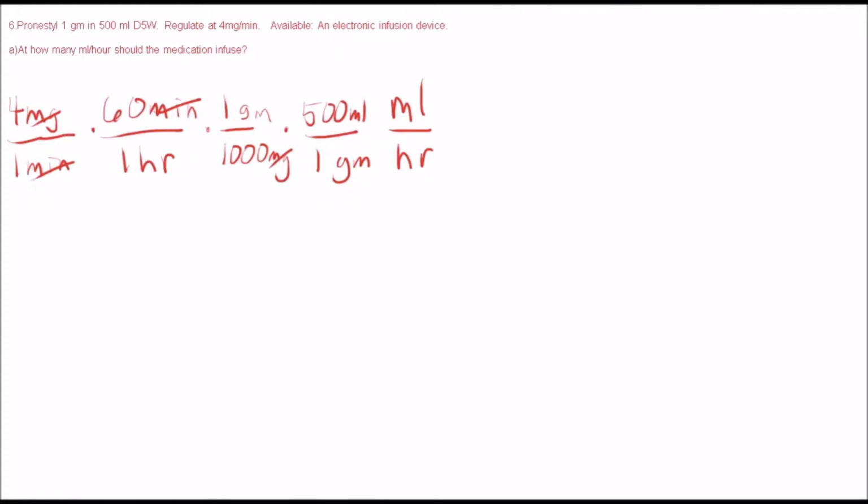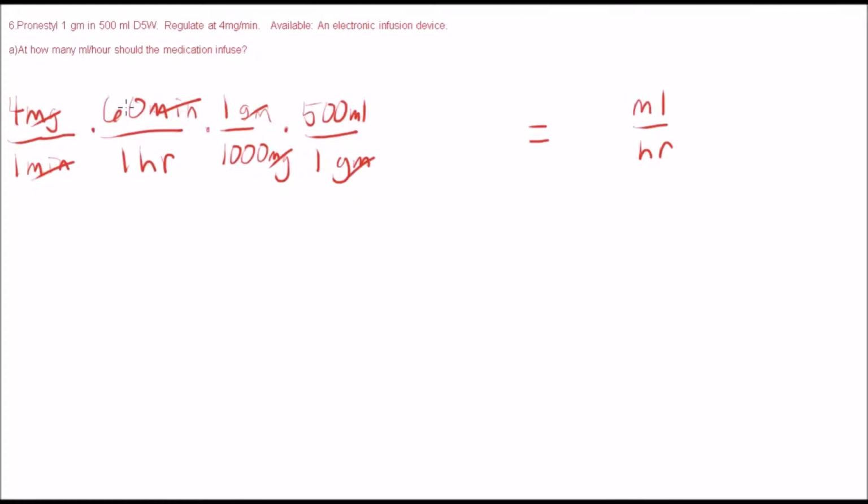Let me move this over a little bit because it's a little too close here. So now, this is basically what we did in the first few problems, but it just had a couple of extra steps because we had to convert grams to milligrams or milligrams to grams because we were given this function in grams per milliliter or grams per 500 milliliters. But you can see here we did all the cancellation. These grams are supposed to cancel. Now we're in milliliters per hour. So now we just need to multiply this through.